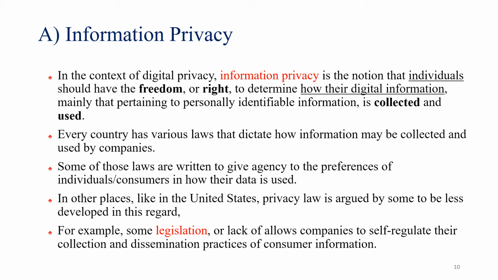First one is information privacy. In the context of digital privacy, information privacy is the notion that individuals should have the freedom or right to determine how their digital information, mainly that pertaining to personally identifiable information, is collected and used. So that means what? Information privacy is the right or freedom of the individual to determine how their digital information should be collected and then used.